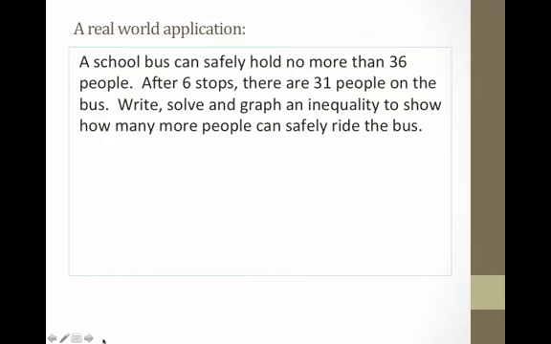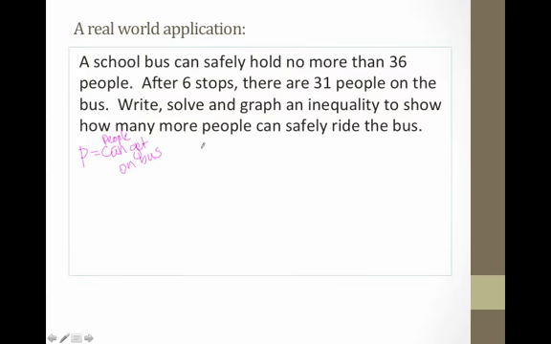Okay, here's a real-world application. A school bus can safely hold no more than 36 people. But after 6 stops, there are already 31 people on the bus. I need to write, solve, and graph an inequality to show how many more people can safely ride the bus. All right, so I am going to create a variable. I'm going to have P be the number of people who can get on the bus.